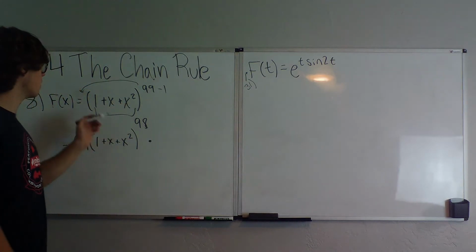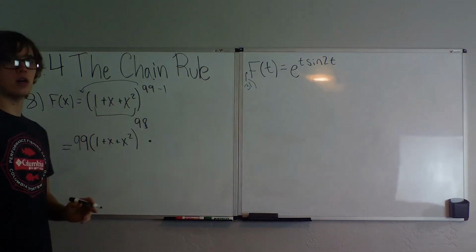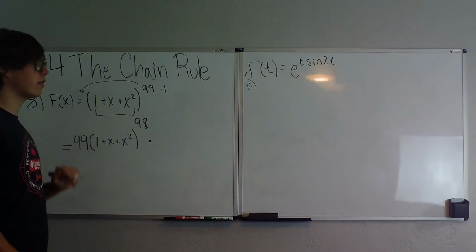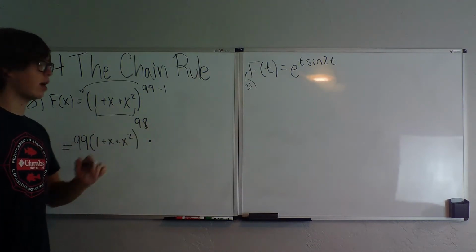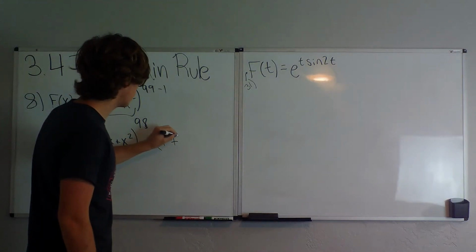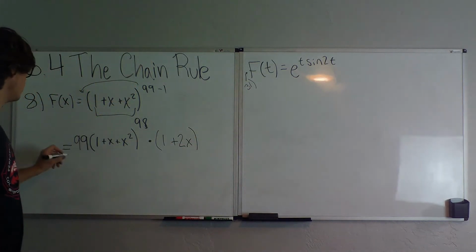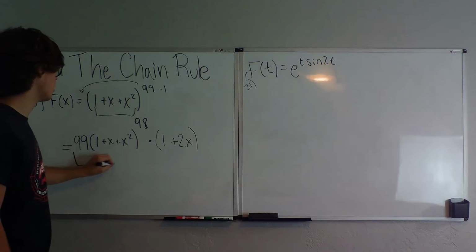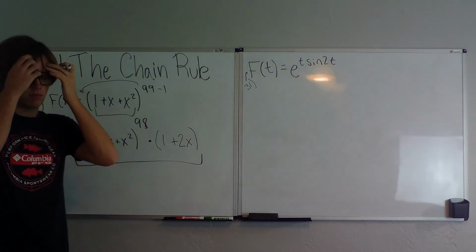Well, what's the derivative of 1 plus x squared? Derivative of 1, 0. Derivative of x, 1. Derivative of x squared, 2x. So then we get that that is equal to 1 plus 2x. And that would be how to solve this one. This one's a really quick one because we have our general power rule strategy.